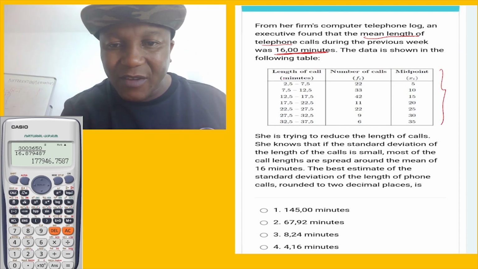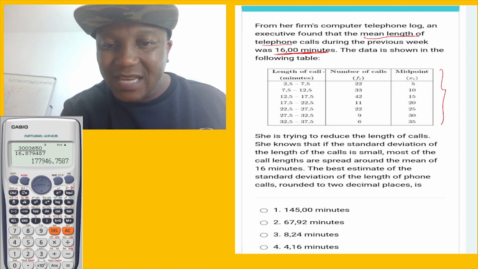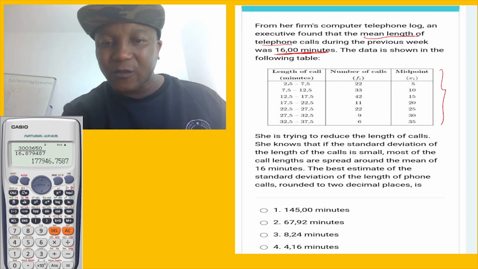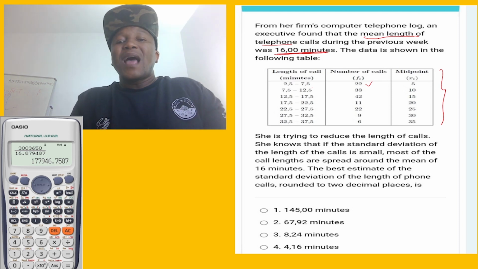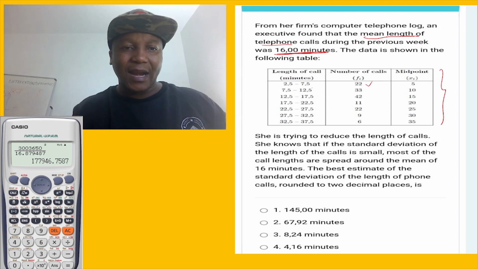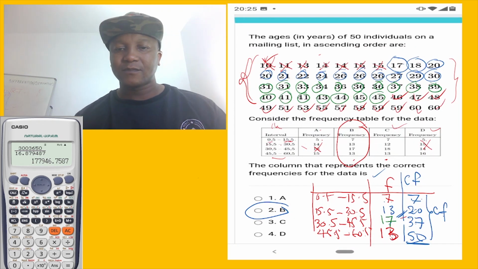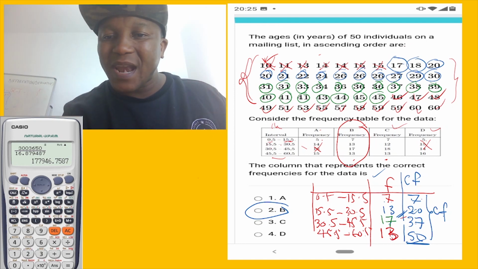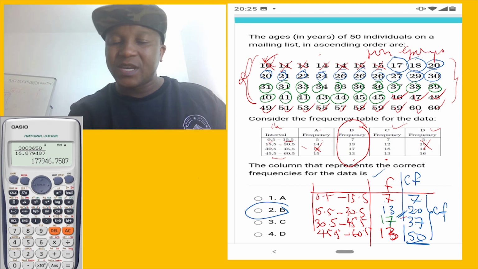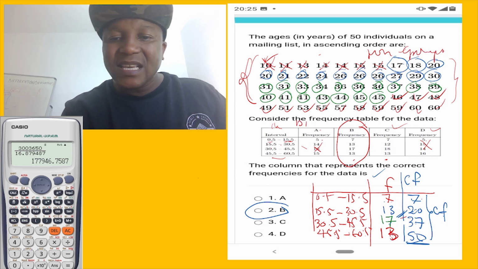In the data here, you see we have an interval, the length of a call, but it's an interval. It means from 2.5 to 7.5, there are 22. So now they have already grouped our data. But if you look at the previous one, that data was not grouped, so I had to group them from non-grouped data to grouped data. And this table, we call it a distribution table.